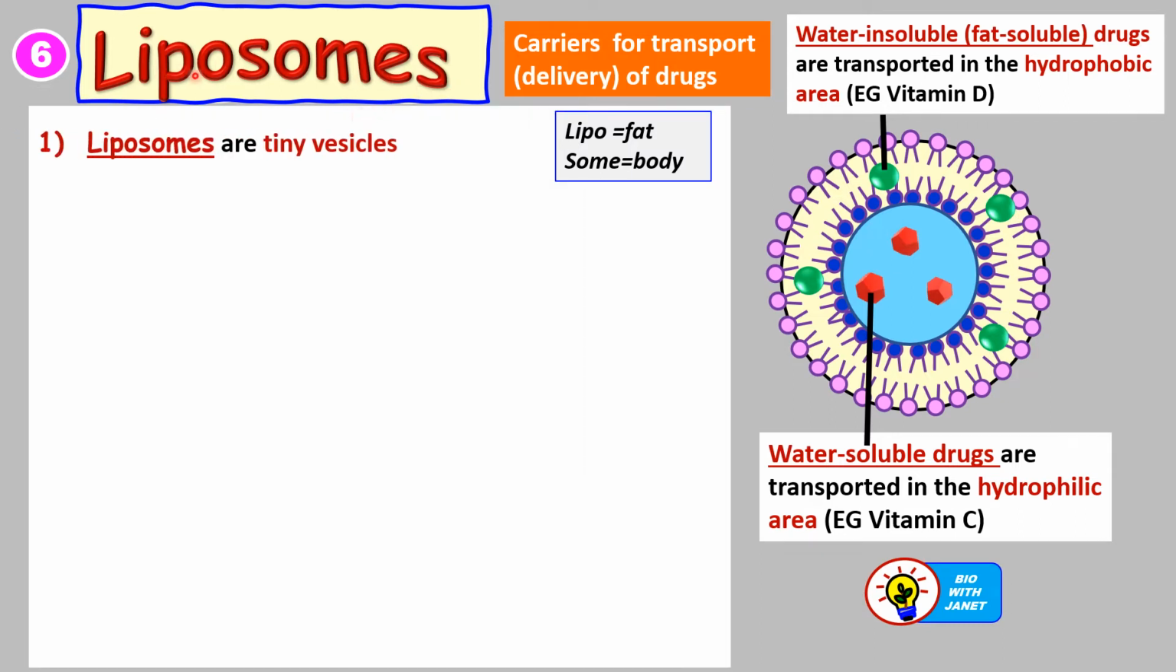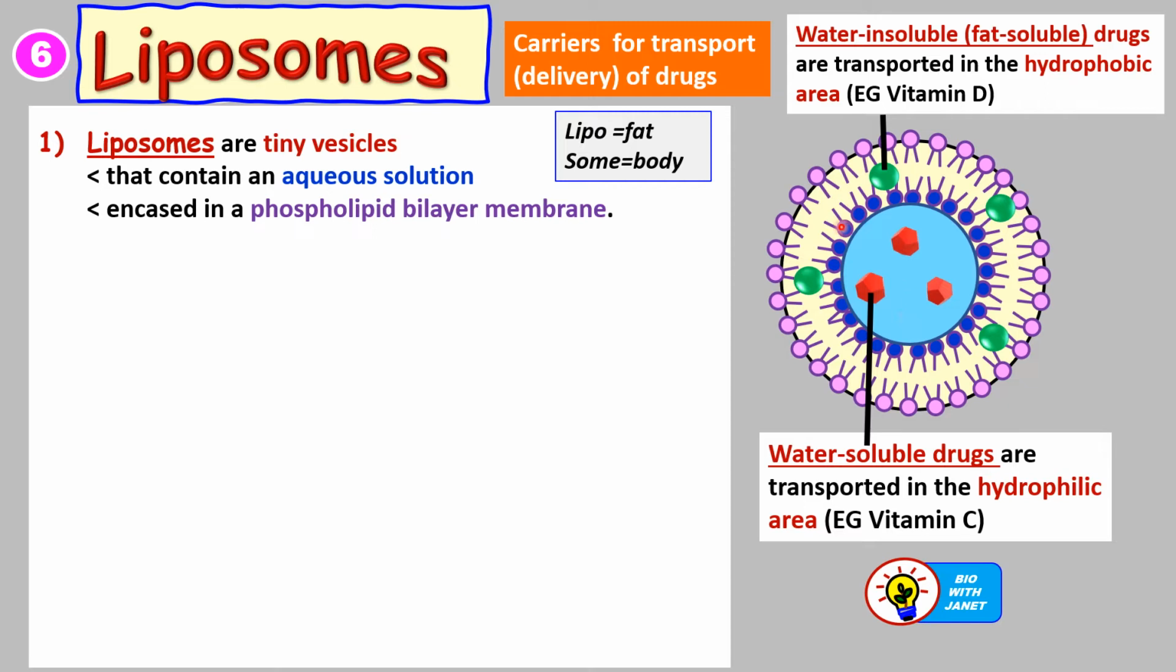Now the word lipo means fat, from the word lipid, and some means body. So it's a fat body. Why do you call it a fat body? Okay, let's find out. So liposomes consist of two parts, right? The first part, internally, there is an aqueous solution, a core or center that contains an aqueous or watery solution, and then it is surrounded by the outer layer, which is a phospholipid layer. We call it a phospholipid membrane.